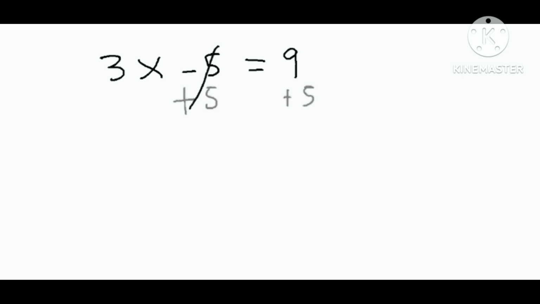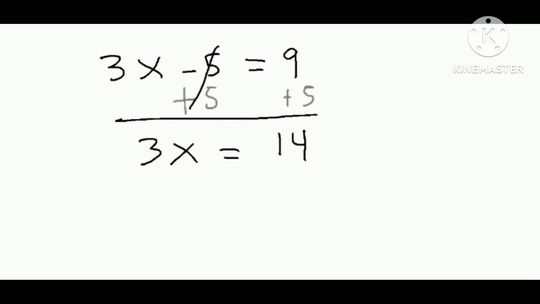So let's try another example. 3x minus 5 is equal to 9. How can we solve for x? Notice that there's a negative sign in front of the 5. The opposite of subtraction is addition, so let's add 5 to both sides. Nine plus 5 is 14.